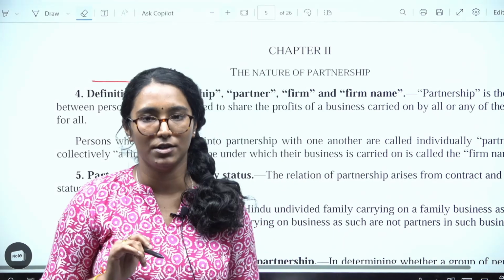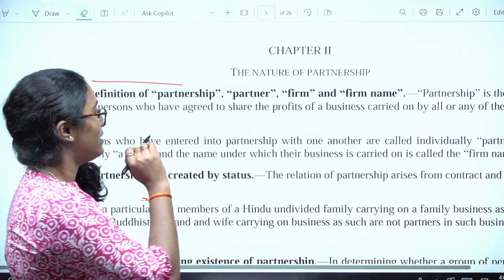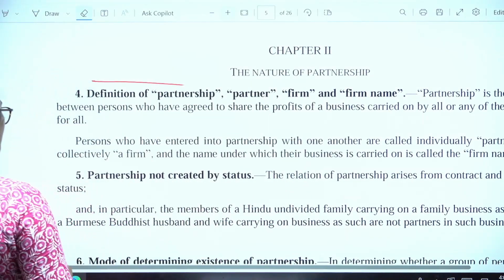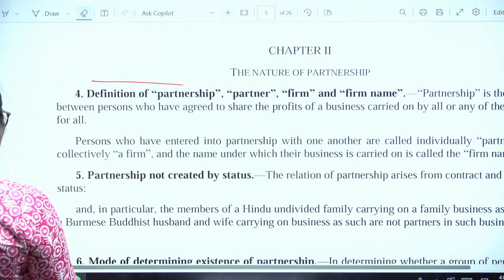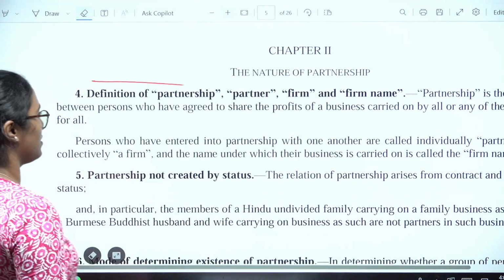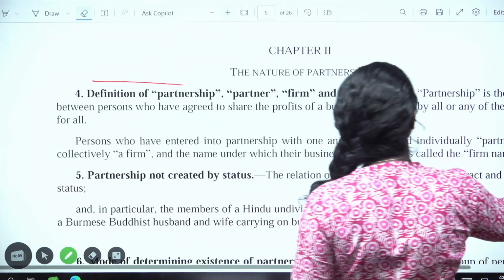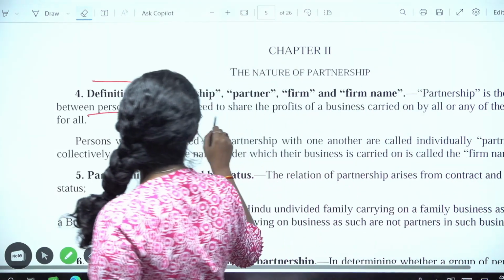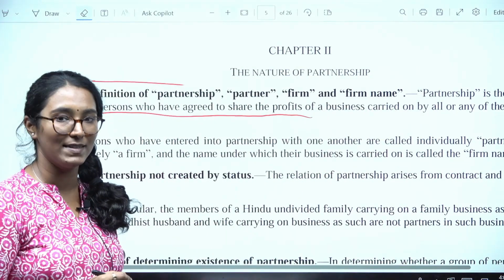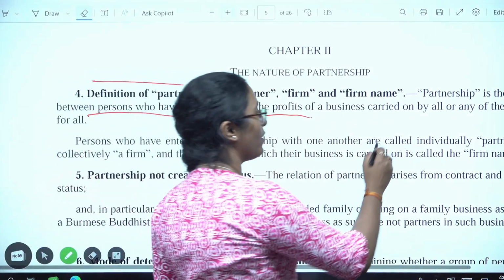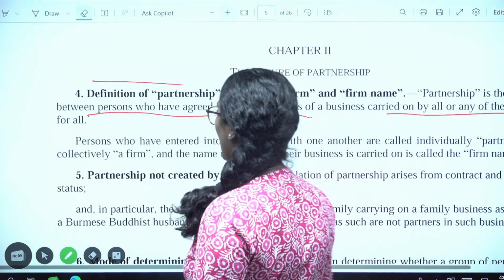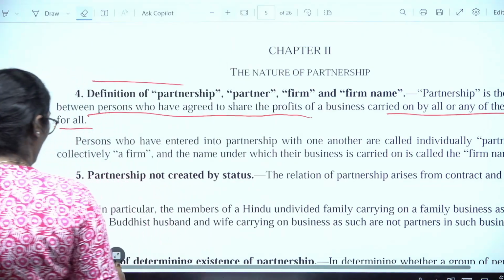What is partnership? Section 4 defines partnership as the relation between persons. It is a relation between persons who have agreed to share the profits of a business carried on by all or any of them acting for all.